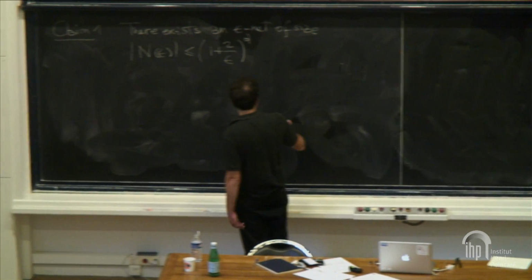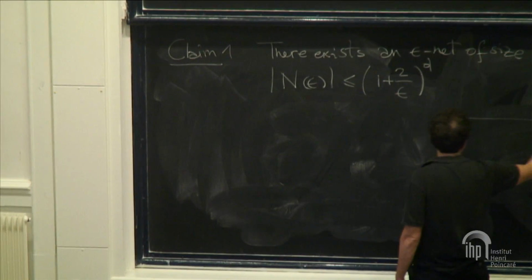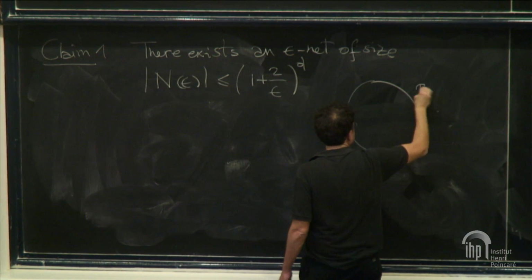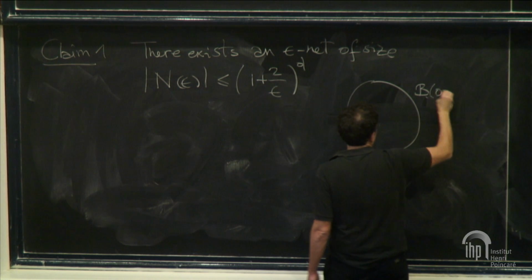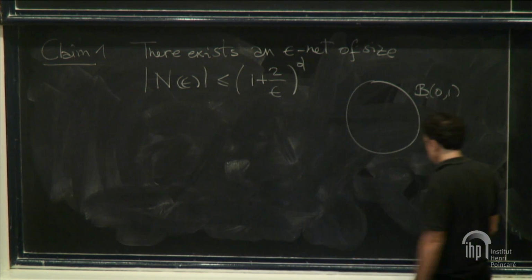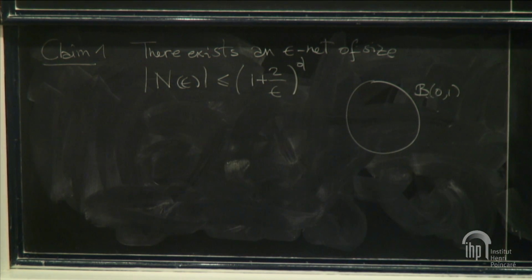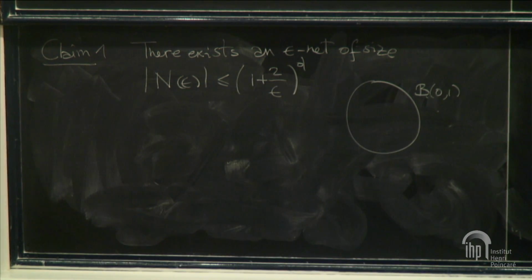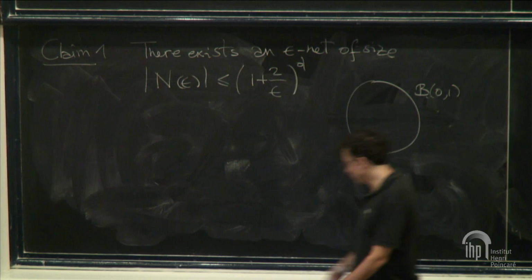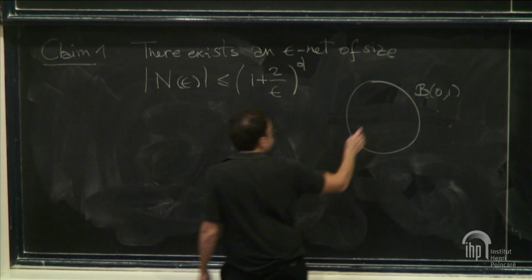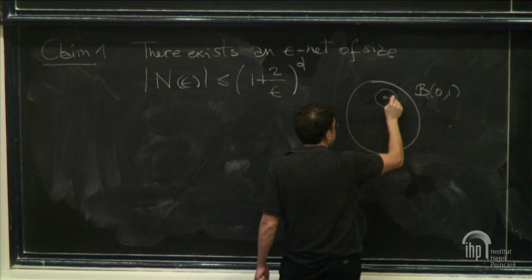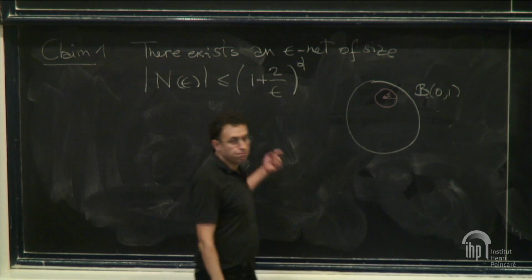And why is that? Okay, let me show it with a picture. So you have the unit ball, the ball centered at 0. And then what I'll do is I'll follow the greedy algorithm. What is the greedy algorithm? I just pick a point, and I'll draw a ball of radius epsilon around it. And I'll put it in my net.